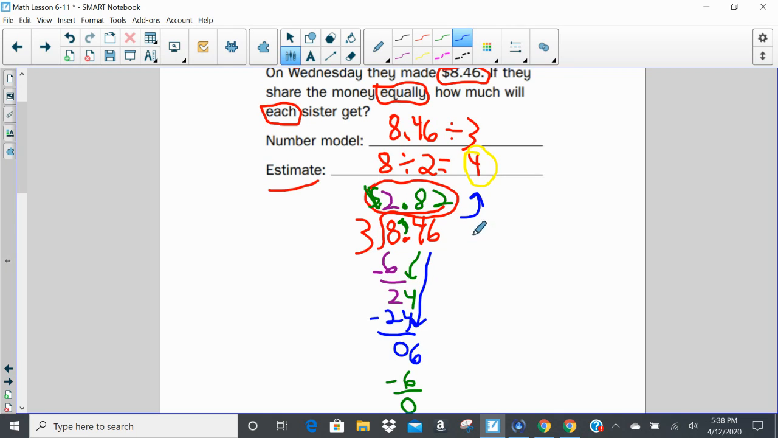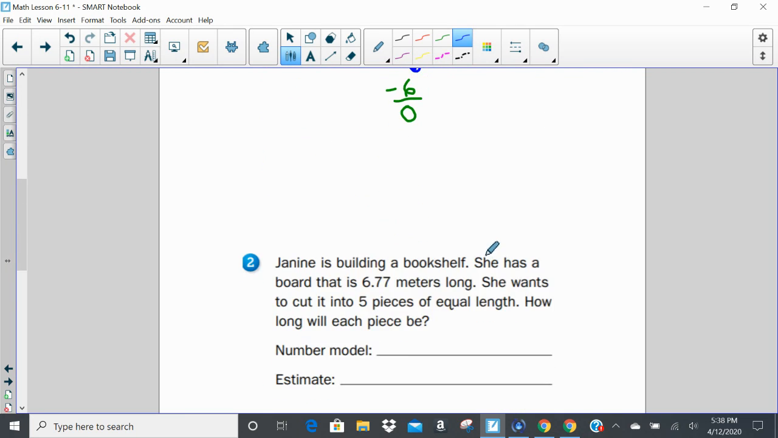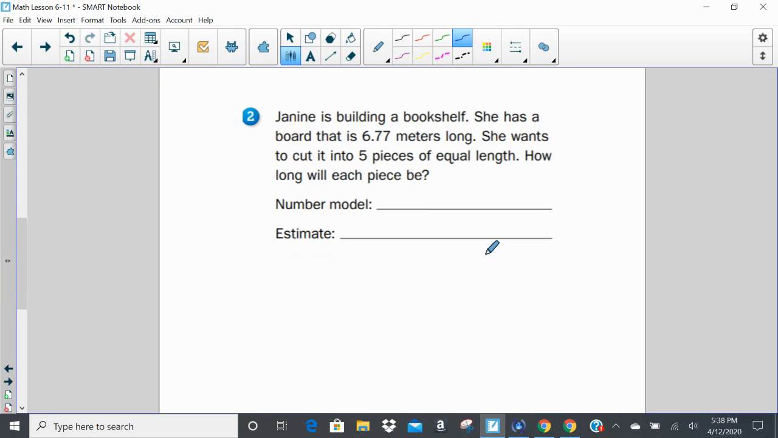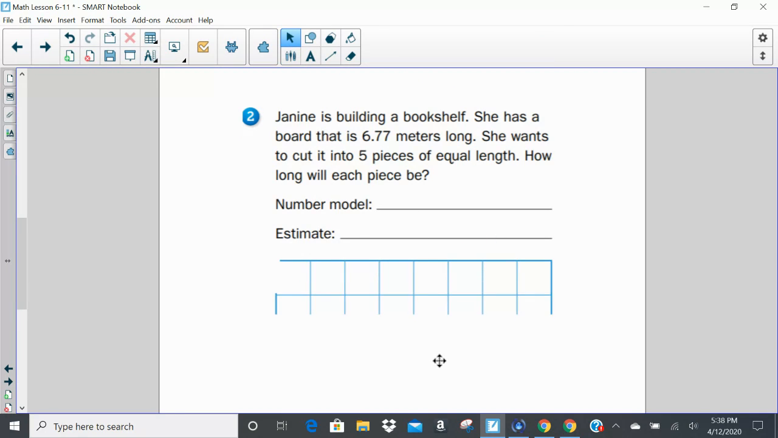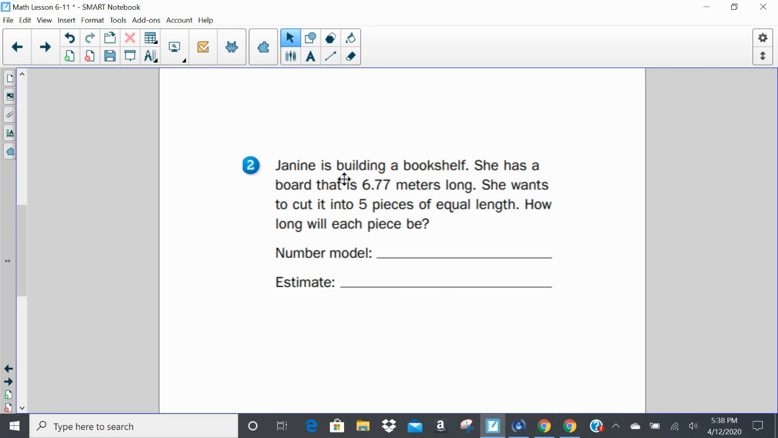Let's go ahead and move on to number 2 on the same page. Number 2 says, now you're going to have boxes again. Remember what I said about the boxes? You can use that, as well as you can pause this video at any time. Janine is building a bookshelf. She has a board that is 6 and 77 hundredths meters long. She wants to cut it into 5 pieces of equal length.